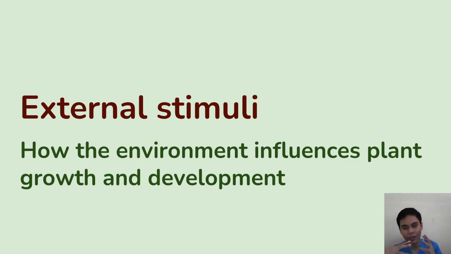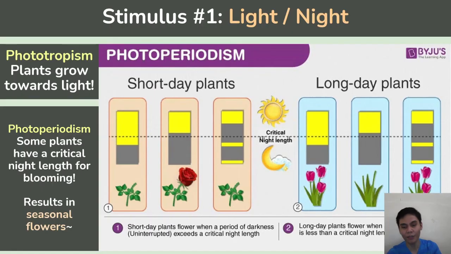So external stimuli, on the other hand, is how the environment can influence the plant's growth and development. One stimulus is light or the absence of it during the night. So phototropism, we already discussed that plants grow towards the light, but photoperiodism is basically how some plants have a critical length of night for blooming. So this results in very seasonal flowers. Some flowers only bloom when you have a critical night length. If you disrupt that critical night length with flashes of light, or if there's longer days still, then your plant will not bloom. So again, photoperiodism is more important in places with more than 2 seasons.